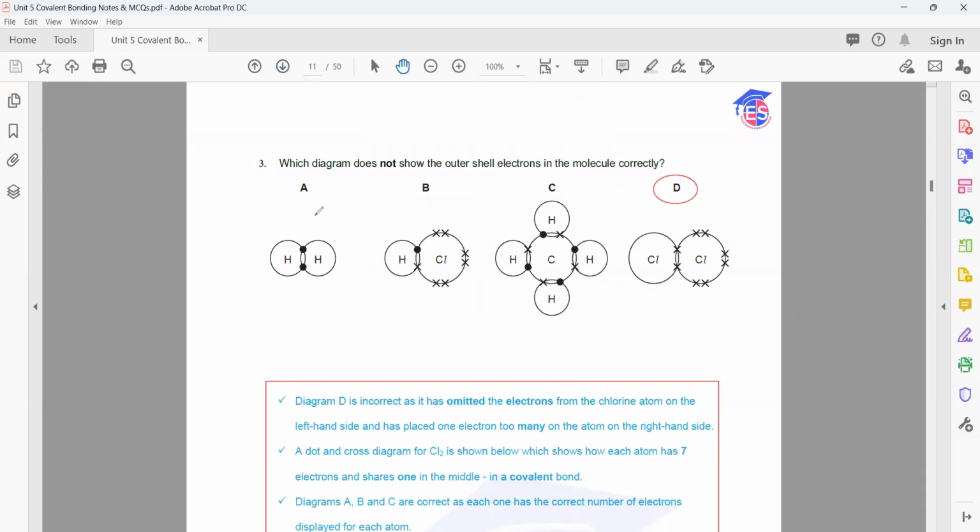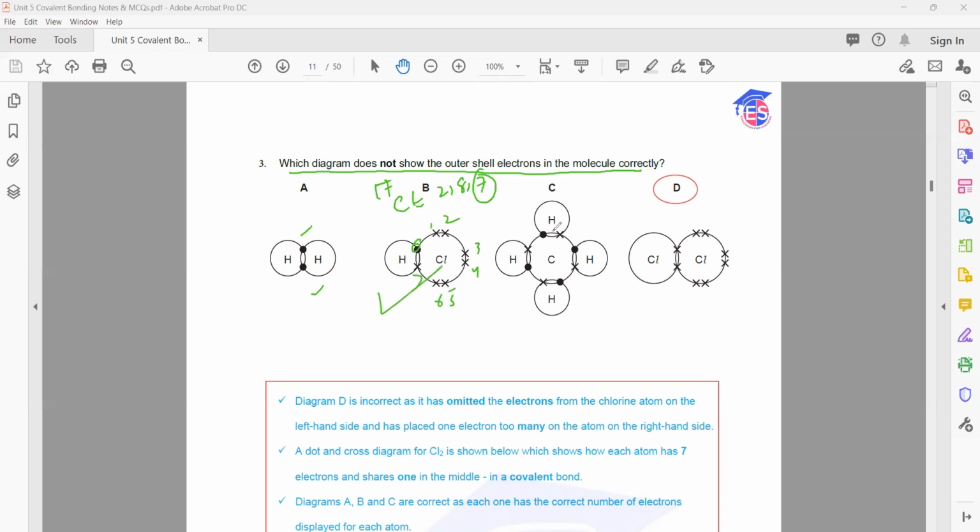Okay. Now the diagram, which diagram does not show the outer shell electrons in the molecule correctly? For example, hydrogen has how many? One. Fine. Hydrogen and chlorine. Hydrogen has one. Chlorine, how many? It should be seven, because chlorine's total is 17. So in the first shell 2, then 8, then 7. They're talking about the last shell. So 1, 2, 3, 4, 5, 6, 7.